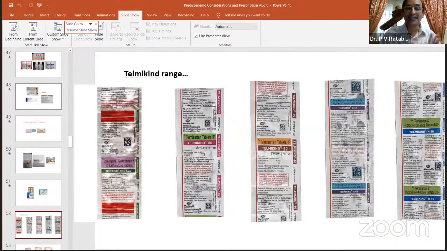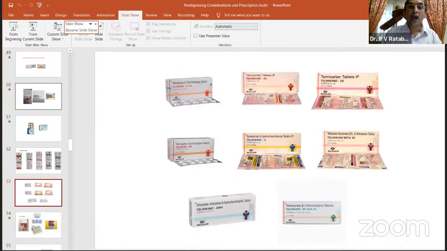And many companies, especially antihypertensive range, they have similar names. Even the doctor will not know what exactly is prescribing. Telmikind range: Telmikind Trio, Telmikind 80, Telmikind 40, Telmikind AMH, Telmikind H80, Telmikind CT40, Telmikind 40/20, Beta 50. Even the doctor may not be knowing what exactly is there in the Telmikind. So AM may look like H, or AM may look like AMH. So you may dispense AMH in place of AM, or AM in place of AMH. So there can be a lot of confusion because each combination is different with similar broad name.